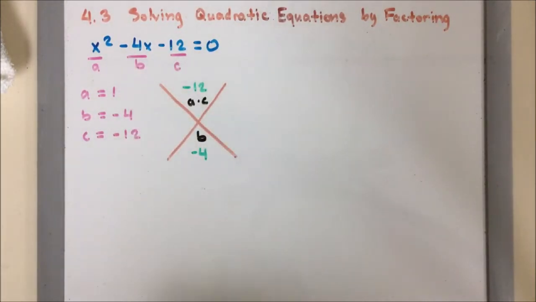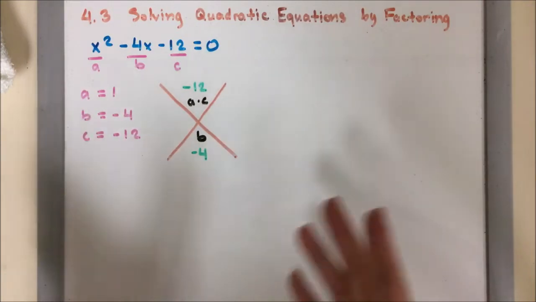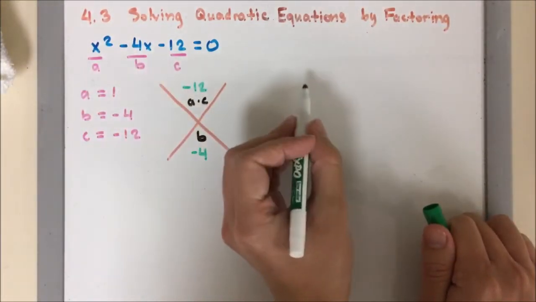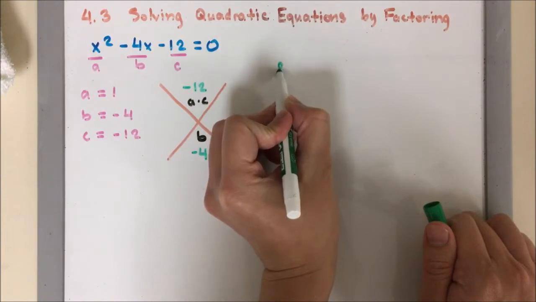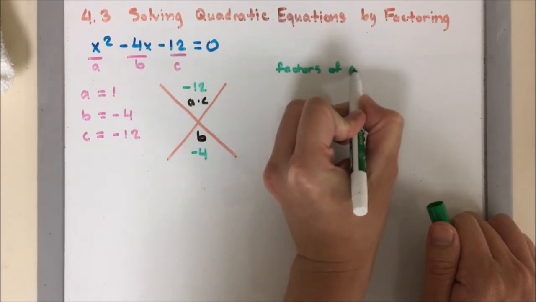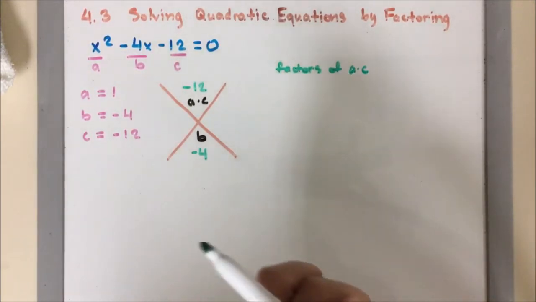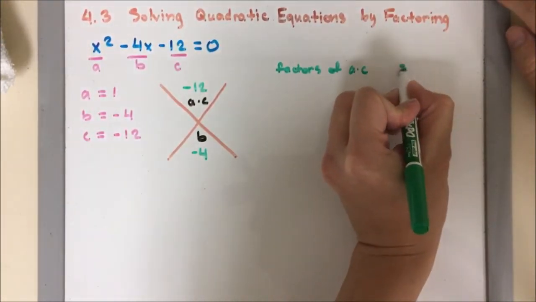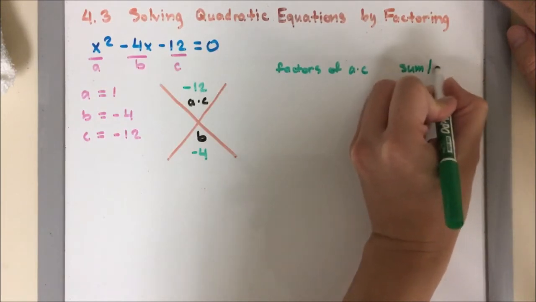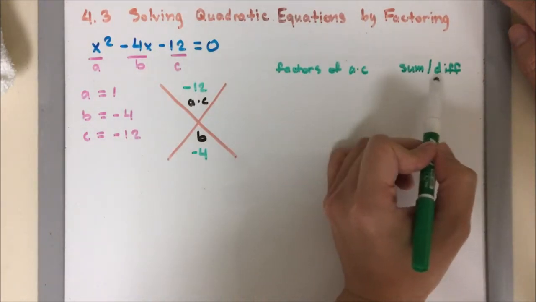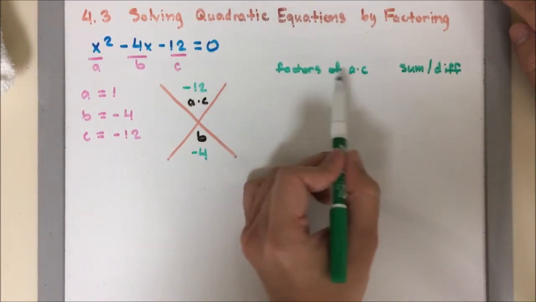Alright, next, I'm going to set up my table to organize my work and then identify possible factors. On the left side of this table, we're going to be looking for factors of A times C. And on the right side of the table, we're going to be looking for the sum or difference. What I mean by sum or difference is the sum or the difference between the two factors that we find for A times C.